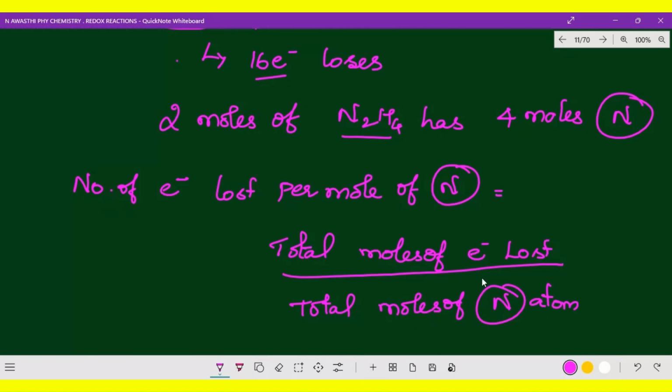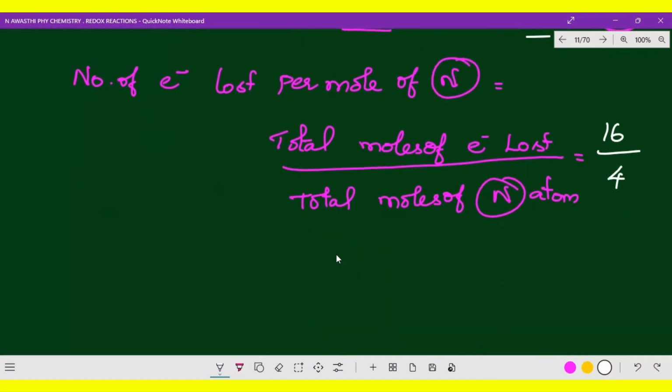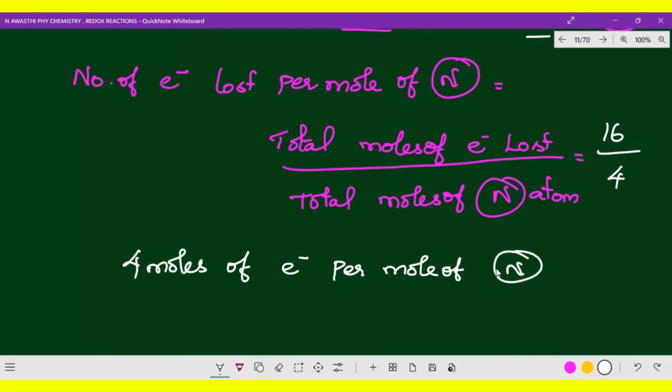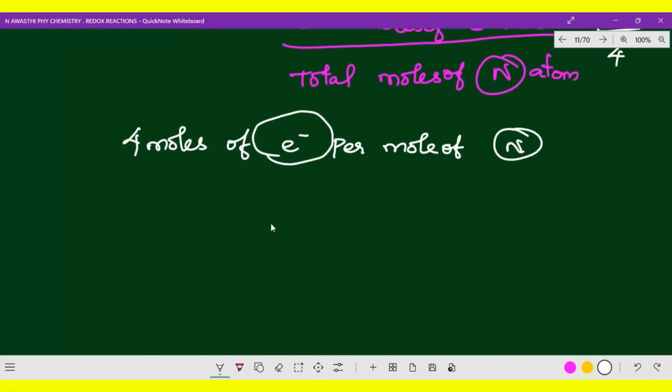Now here, total moles of electrons lost, how much? Very clearly it has given 16 electrons in 2 moles of N2H4, divided by total moles of nitrogen atoms. How many nitrogen atoms are available in total? 2 here and 2 there, so 4 nitrogen atoms are available. So naturally 4 moles of electrons per mole of nitrogen atom. That means each nitrogen atom loses 4 electrons. Now let us identify for the new compound X how the nitrogen stands.